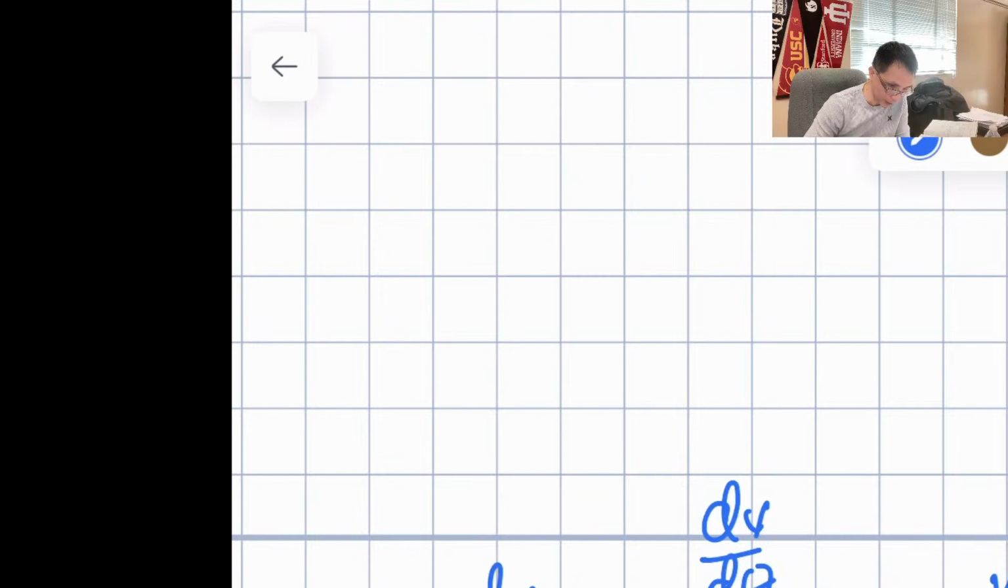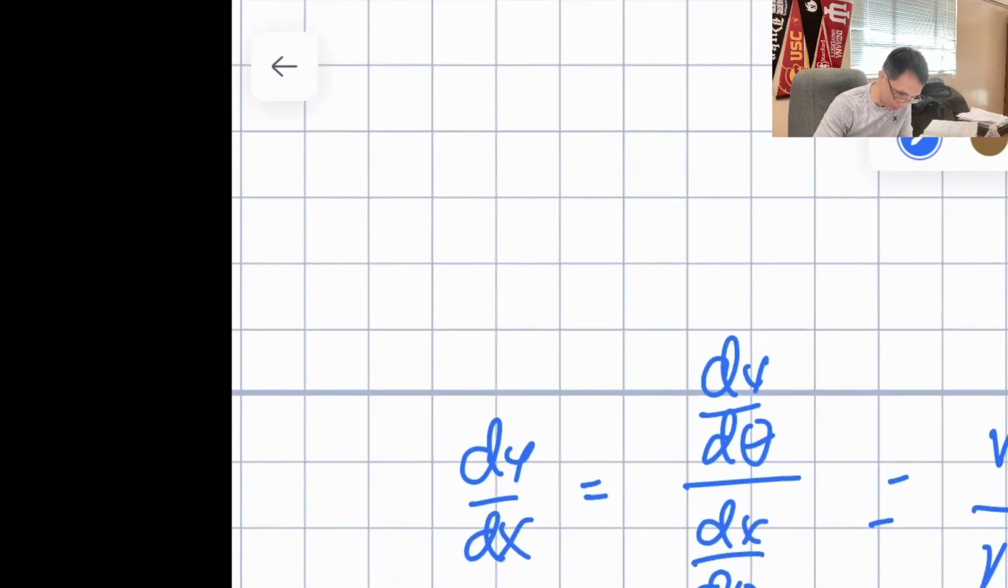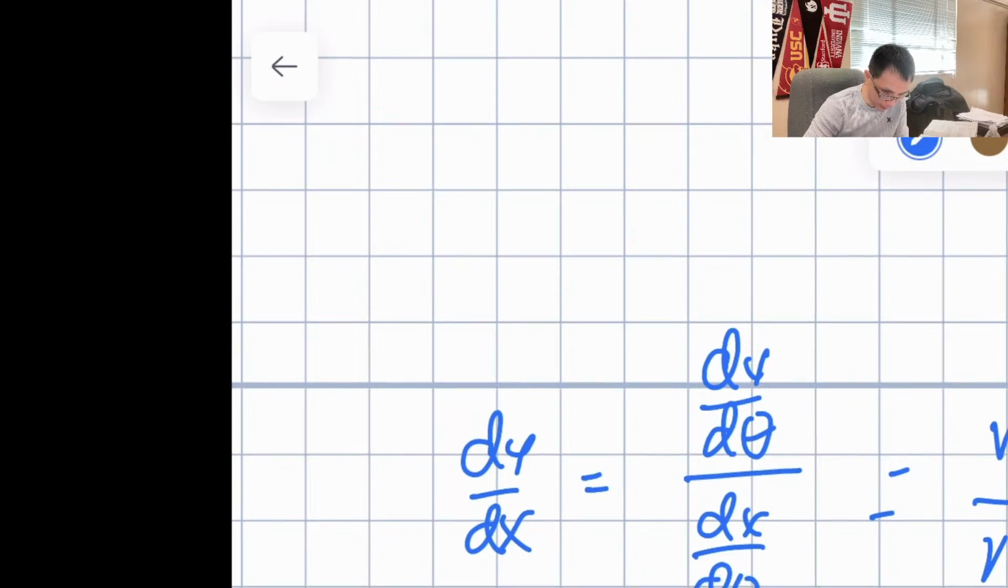Okay, so what I'm gonna do is I'm gonna ask you to find, r equal to 2 plus 3 sine of theta. I want you to find all the points where you have horizontal tangent.